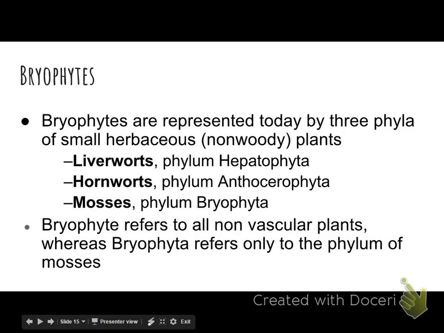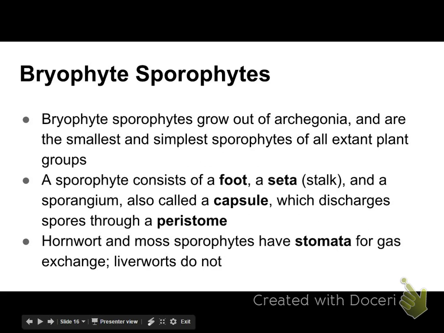And so bryophytes are represented today by three phyla of small herbaceous non-woody plants: liverworts, hornworts, and mosses. Bryophytes refer to all non-vascular plants, whereas Bryophyta refers to the phylum of the mosses. Bryophyte sporophytes grow out of the archegonia and are the smallest and simplest of the sporophytes of all extant plant groups.